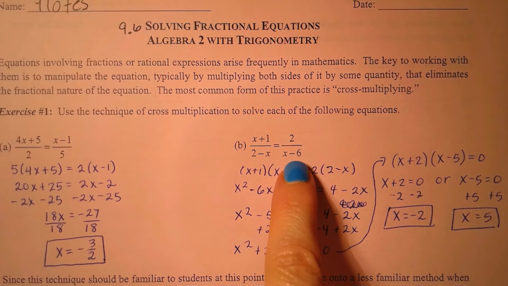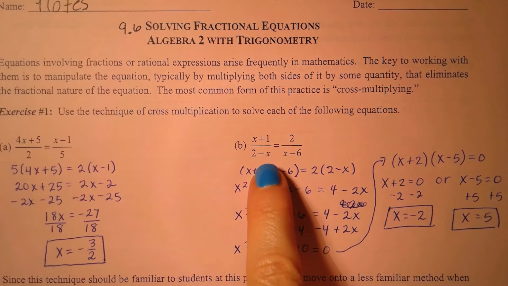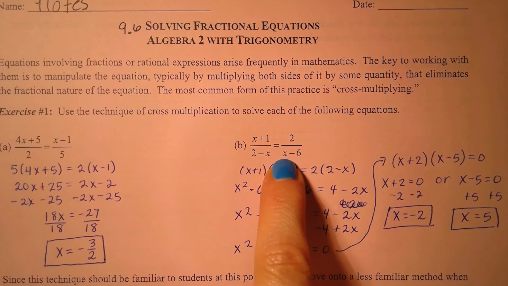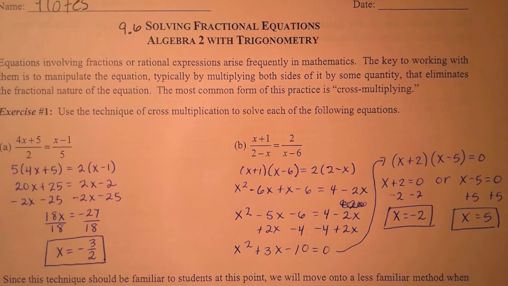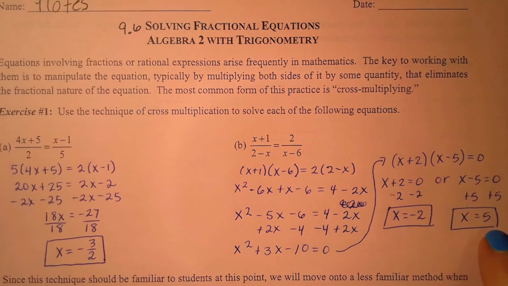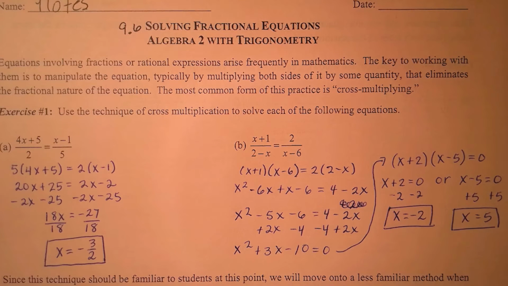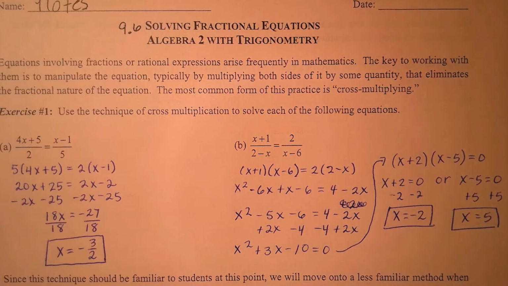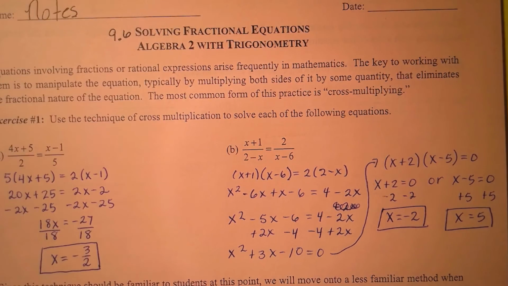Notice that in the denominators, positive 2 and positive 6 will make the denominators 0, and neither negative 2 nor 5 is positive 2 or positive 6. So these both are in fact solutions. Let's look at the next section.